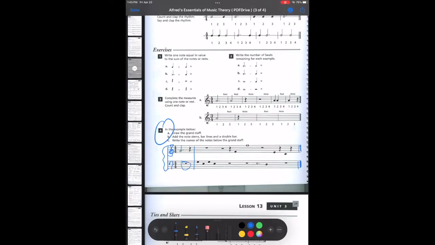This rest is 4. It's a whole rest. It takes up the whole measure. I do the same thing. Whole rest takes up the whole measure. 1, 2, 3, 4. Badow. That's how you complete that. Try your best.